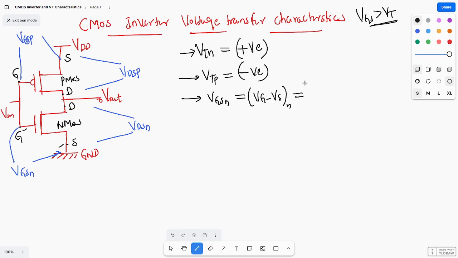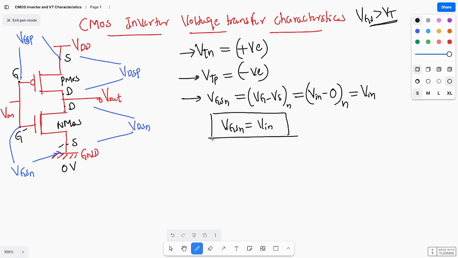Vgsn means you are applying the input voltage with respect to ground. Ground is anyway 0 volts. From here we can say that Vg equals Vin. That means Vin minus ground is 0, so with respect to N you are getting Vin only. So VGSN equals Vin only. Understood?